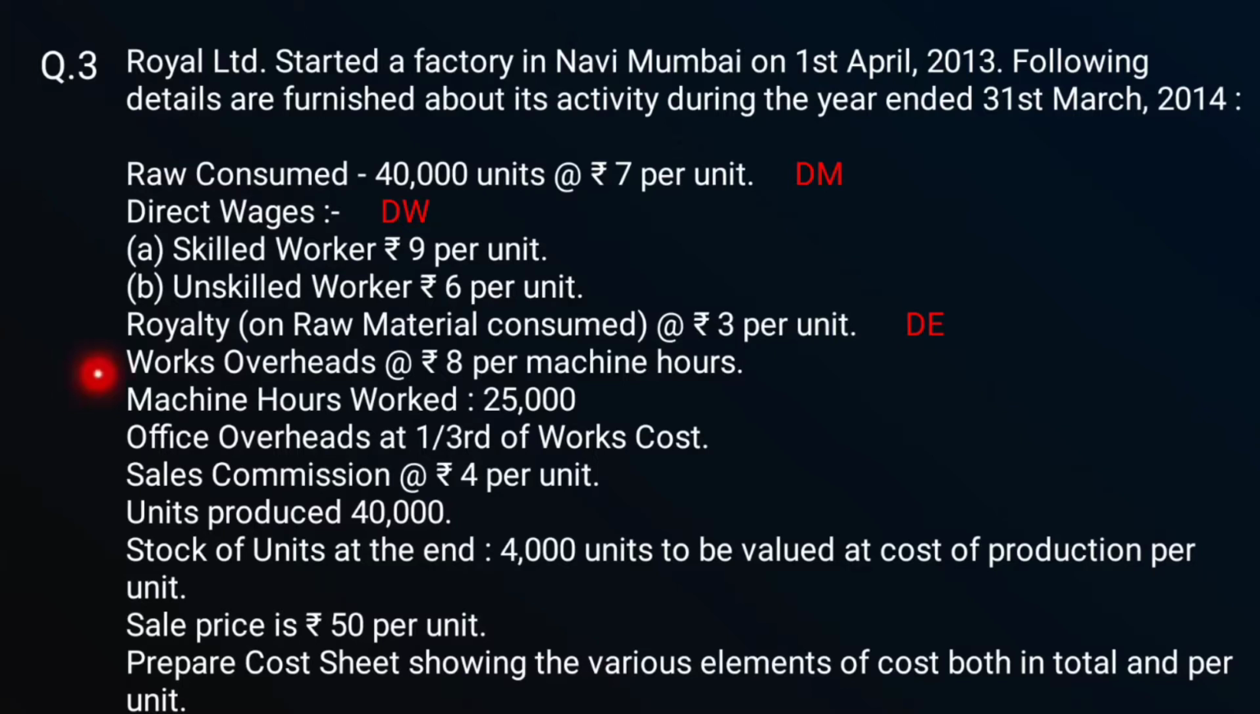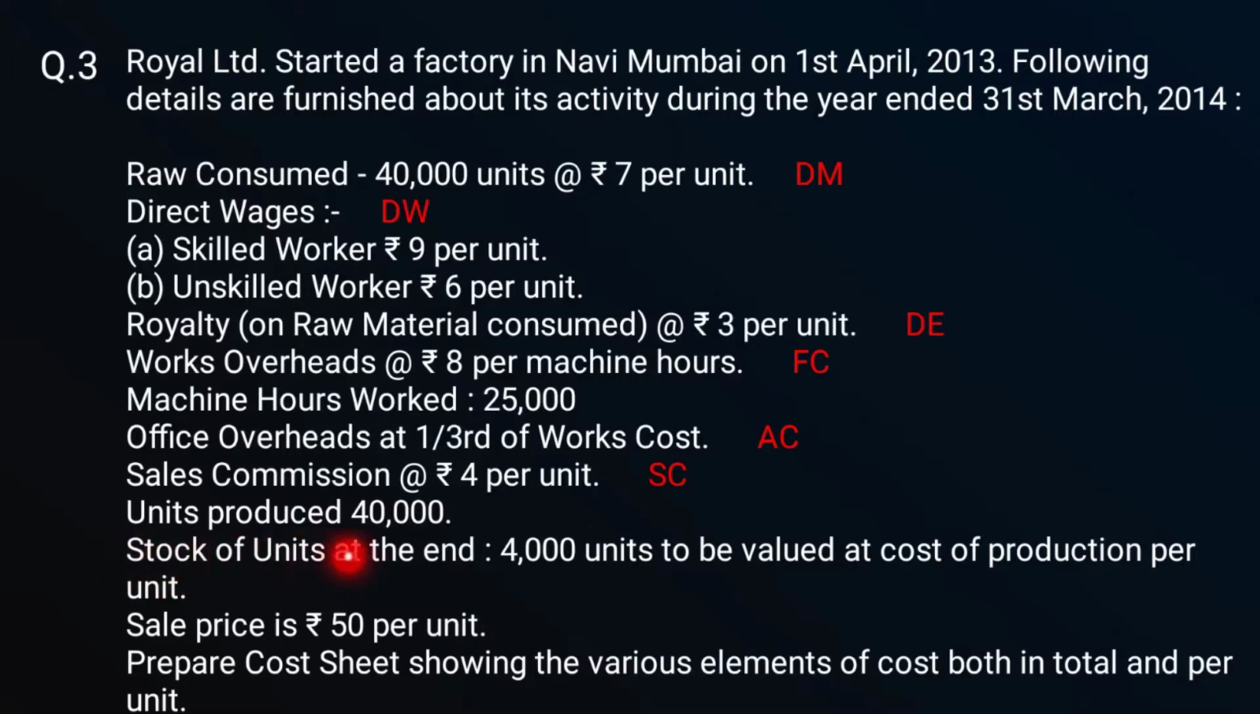Next, works overheads at the rate of 8 per machine hour, and machine hours worked is given as 25,000. So we'll mark this as FC, that is factory cost. Next, office overheads at 1/3 of works cost. So we'll mark this as AC, that is administrative cost. Next, sales commission at the rate of 4 per unit. Units produced 40,000. So we'll mark this as SC, that is selling cost.